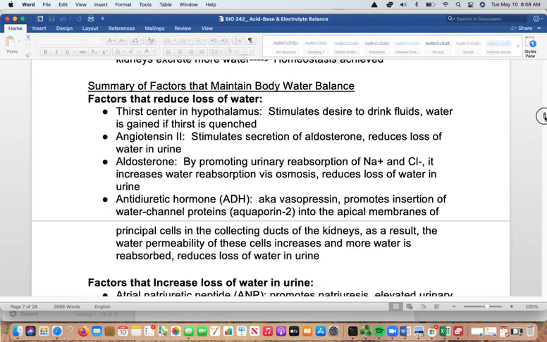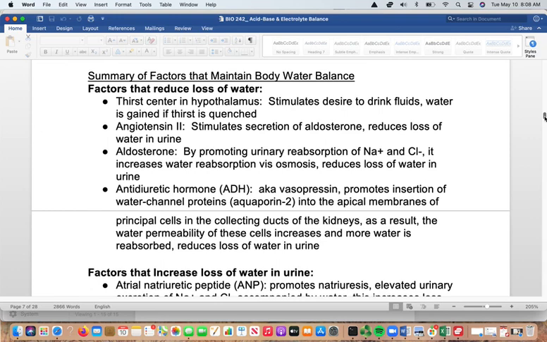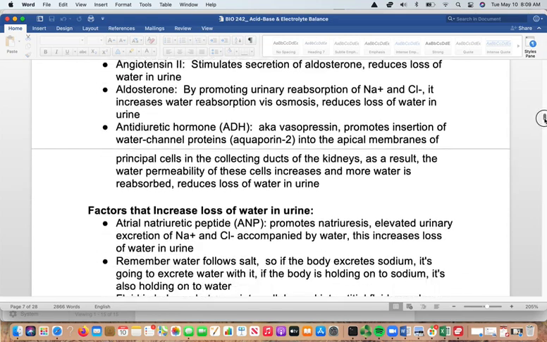So factors that reduce the loss of water: the hypothalamus will make you thirsty. Angiotensin II leads to aldosterone, reducing the loss of water in the urine. You're going to absorb more sodium and chloride. Antidiuretic hormone is also going to increase the permeability, so more water is reabsorbed and less is lost in the urine.